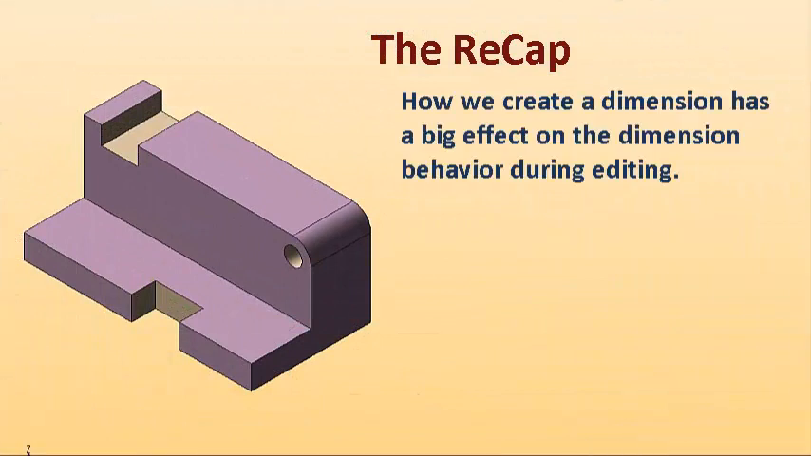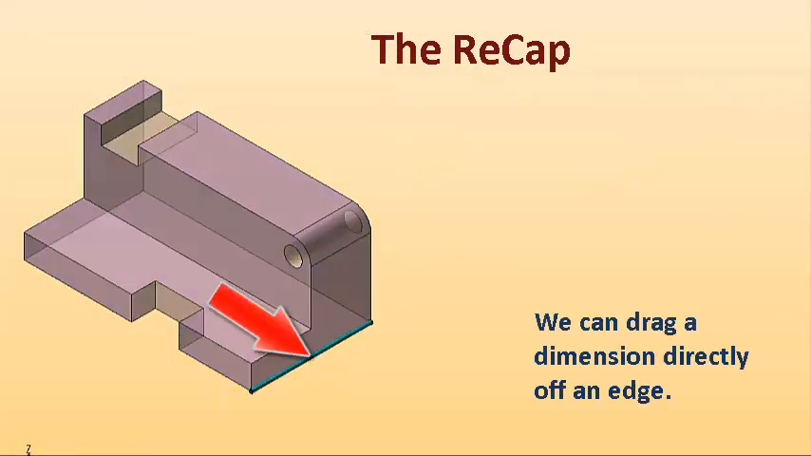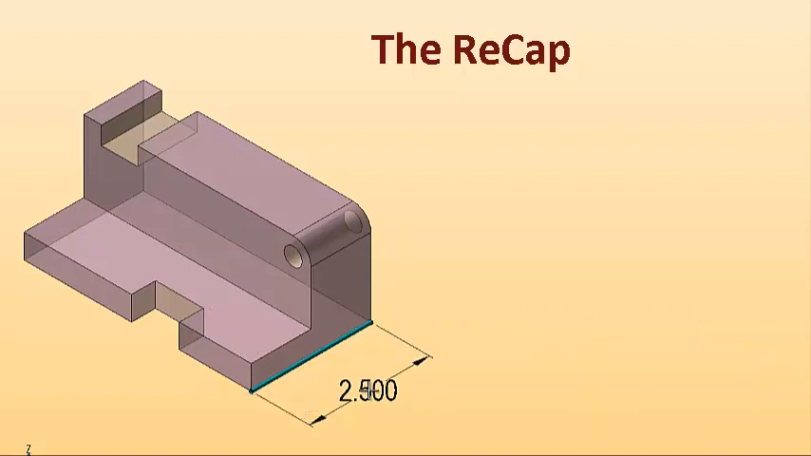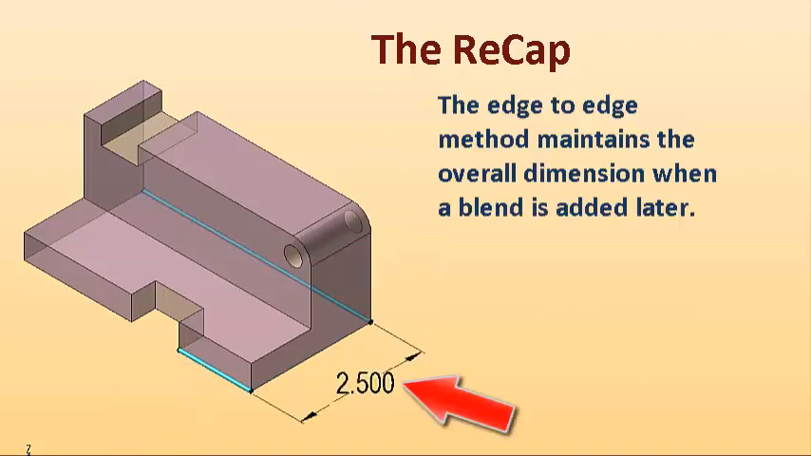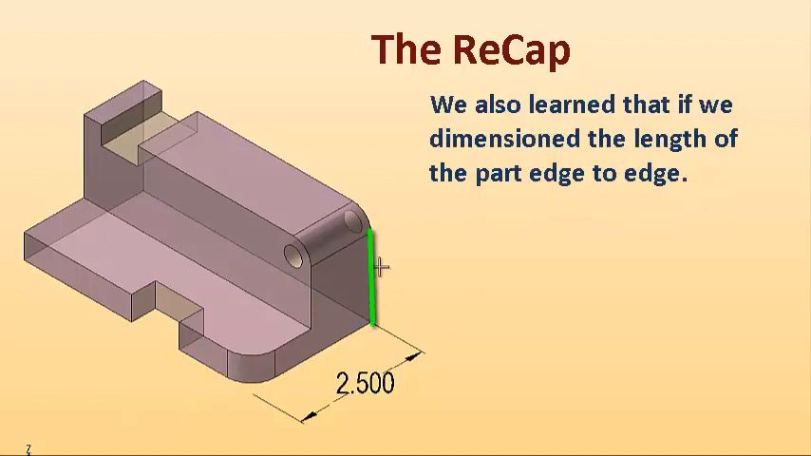So let's recap. How we create a dimension has a big effect on the dimension behavior during editing. We saw that when we dragged the dimension directly off an edge, we had a problem with the blend. Instead, if we create a dimension by selecting 2 edges that were opposing, the dimension looked the same, but when we place the blend, we maintain the overall dimension.